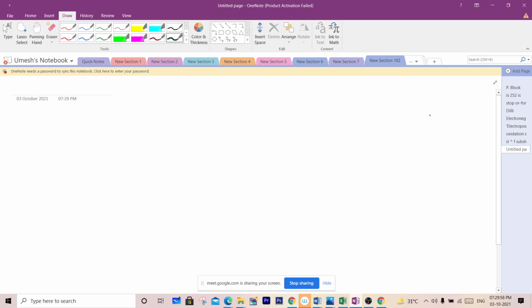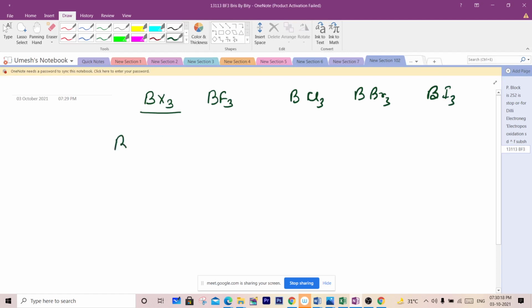Now, next I'm talking about the boron halides, BX3. It can be BF3, BCl3, BBr3, or BI3. If you find the boron atomic number is 5, I'm trying to find out its hybridization and geometry, right? Can you tell me the hybridization if possible? If you know it, let me know.